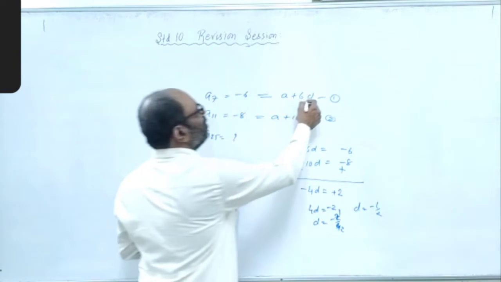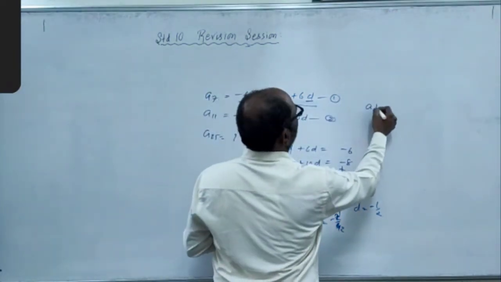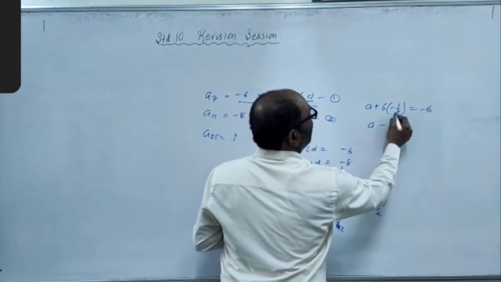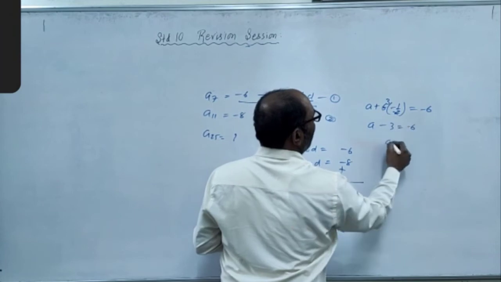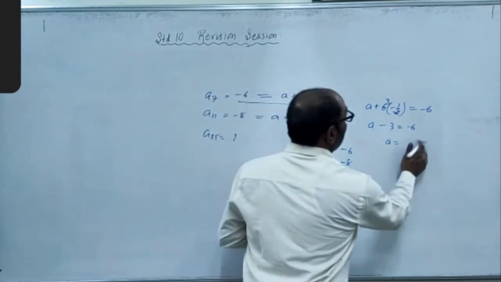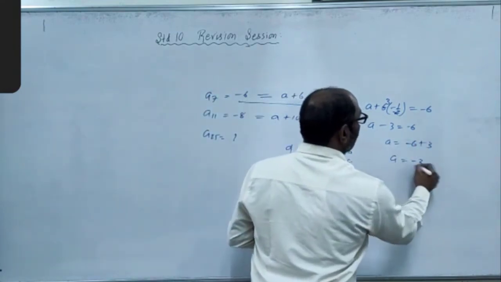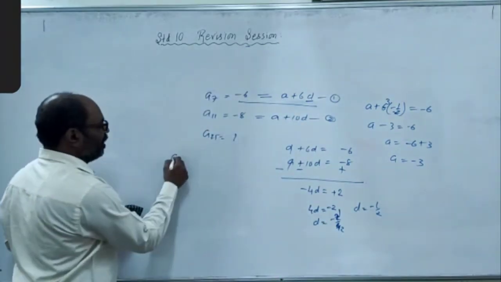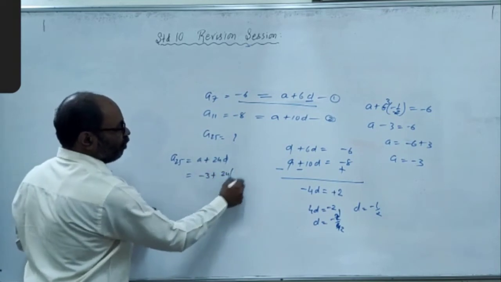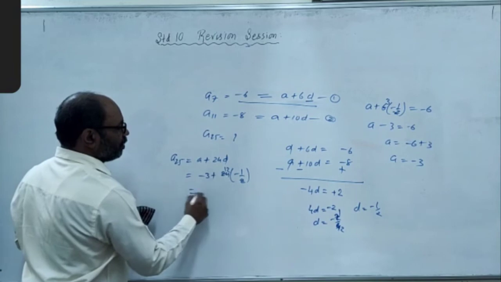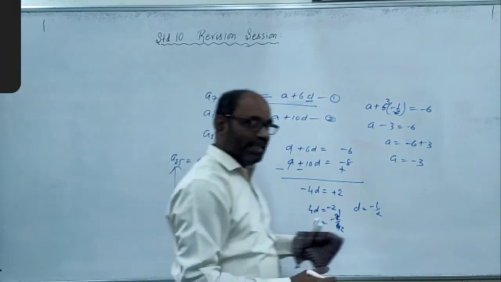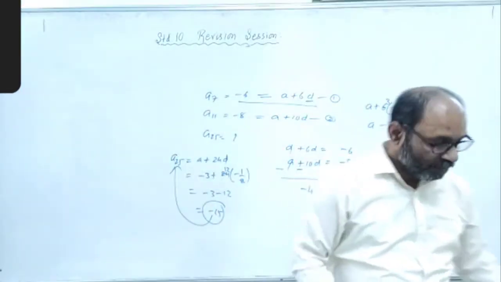After that, you can put d as minus half and find a. So a plus 6 into minus half is equal to minus 6. So a minus 3 is equal to minus 6. So a is equal to minus 6 plus 3. So a is equal to minus 3. Now you have to find this. a25 is equal to a plus 24d. What is a? Minus 3. 24 into d, minus half, is minus 12. So that is minus 3 minus 12, and that is minus 15. So the 25th term of that AP will be minus 15.